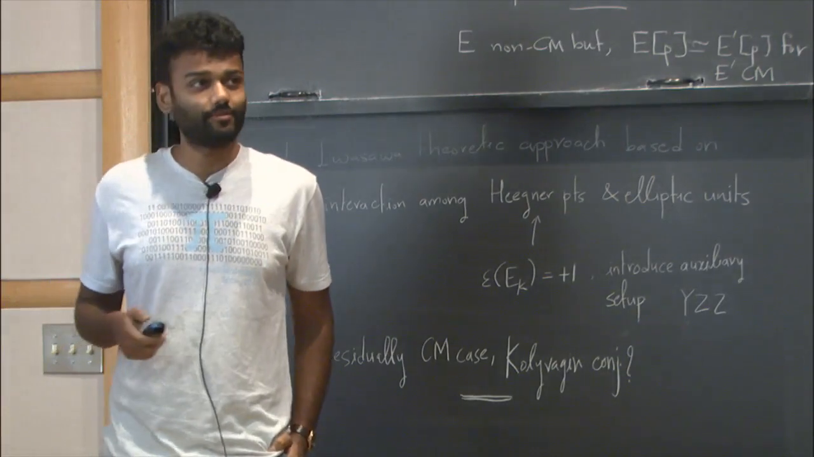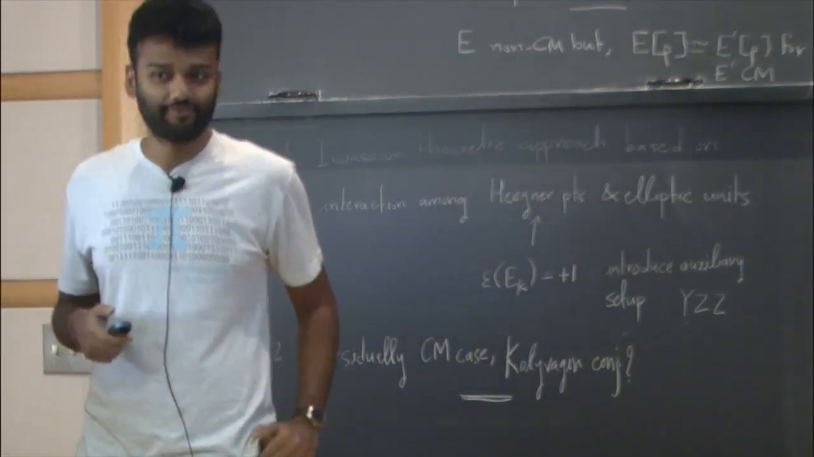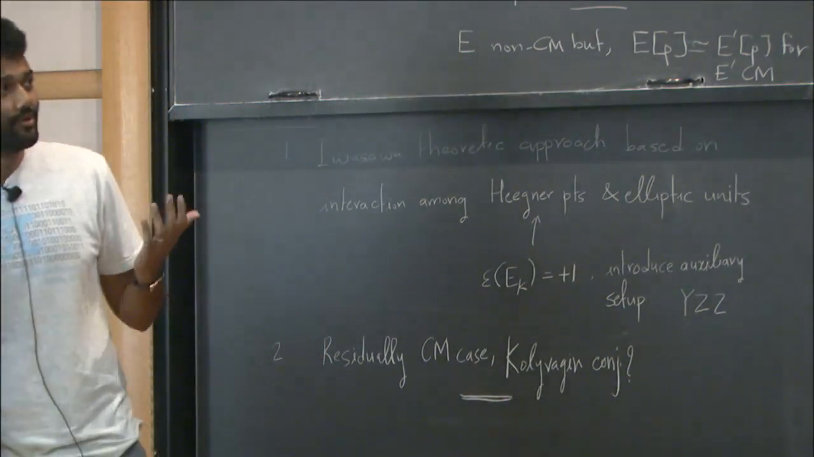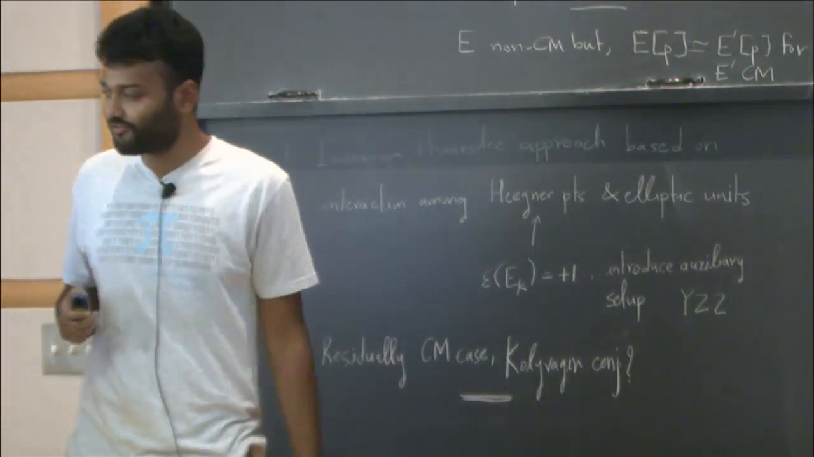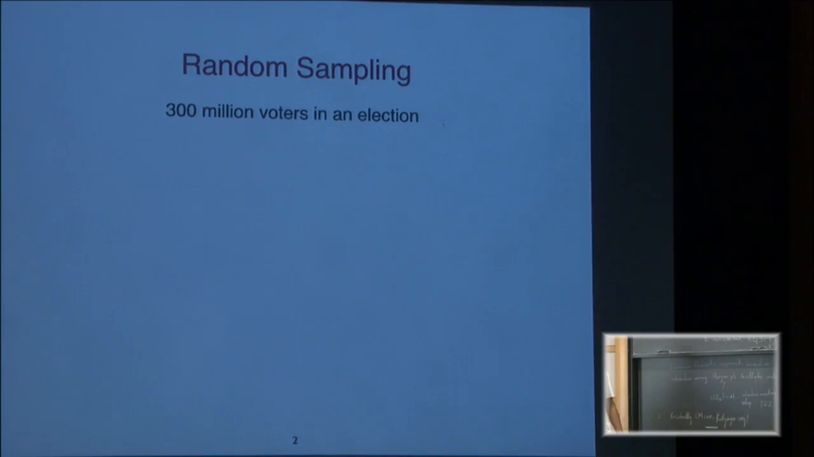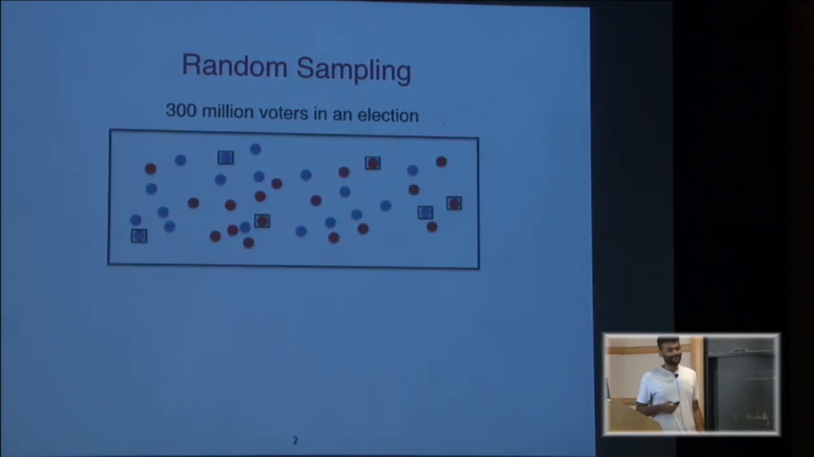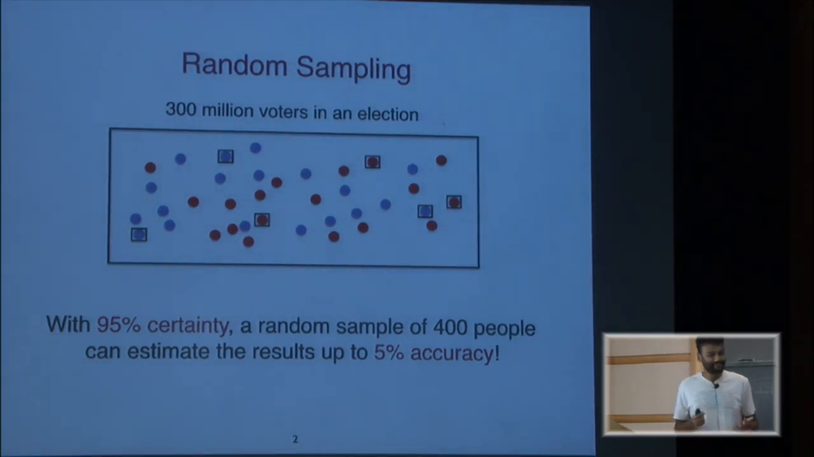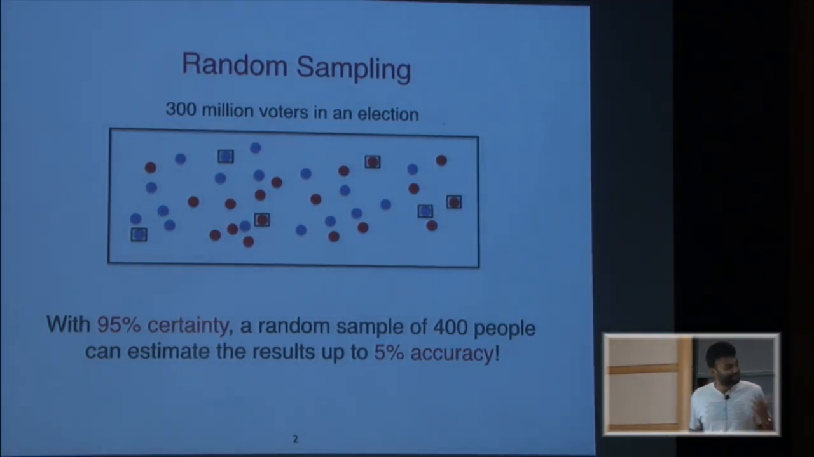So in general, the theme is about randomness in computation. We all know it's useful in a variety of areas: cryptography, simulations of complex systems, and a lot of things. One typical example is random sampling, where say you have 300 million voters in an election, and you want to quickly estimate what's going on. So what you can do is pick a random sample of a few people, say 400 people, with very high probability. If they're not lying, then you can actually get what's going to happen with pretty good accuracy.